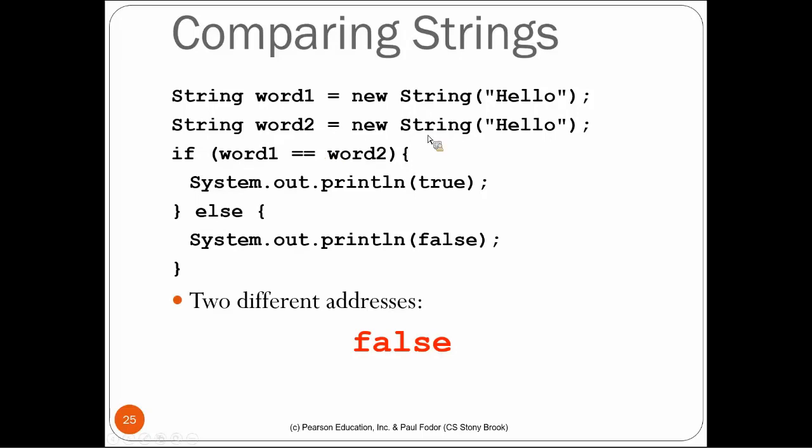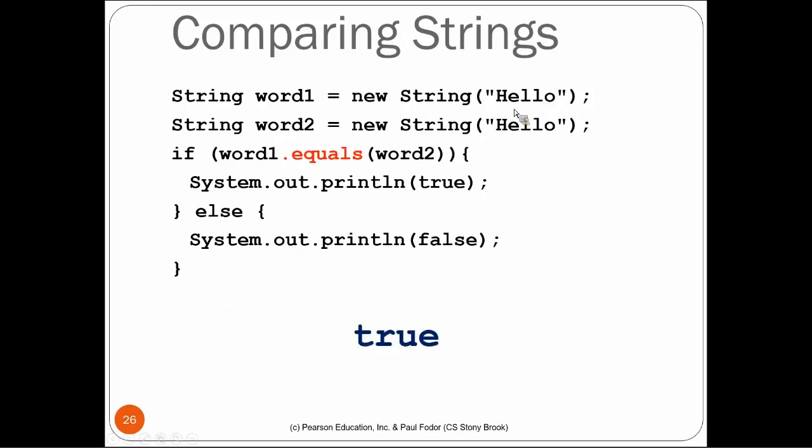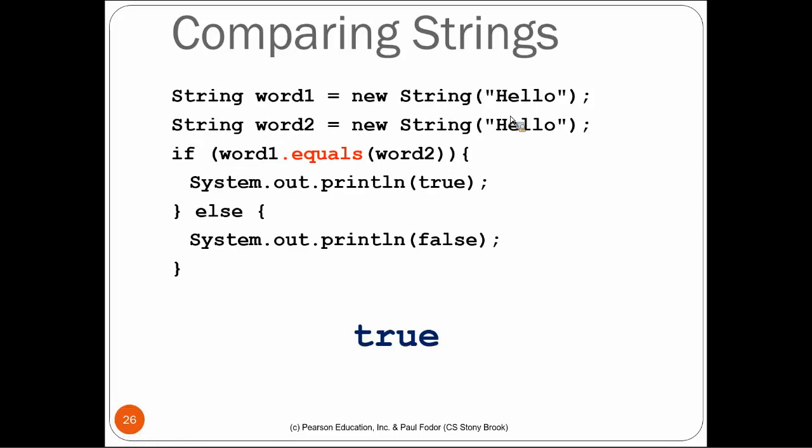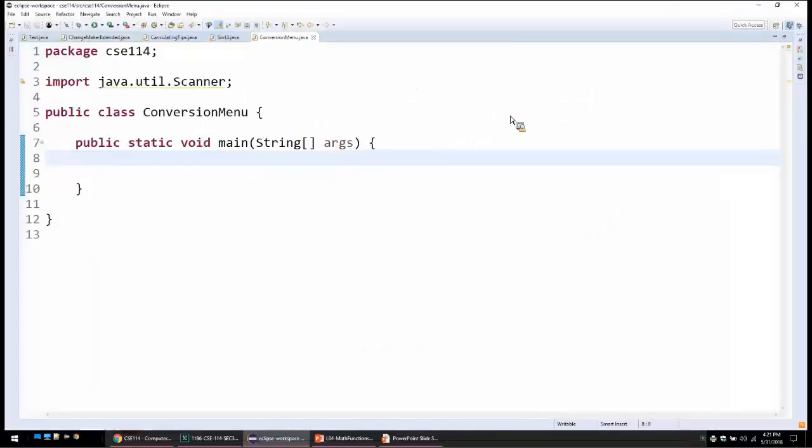We basically need to compare strings not with a double equal operator that compares their addresses, but we have to compare them with the dot equals. Dot equals, in fact, compares the two strings character by character. So let's actually do this test. It's very important that we realize the difference between the double equal and dot equals.